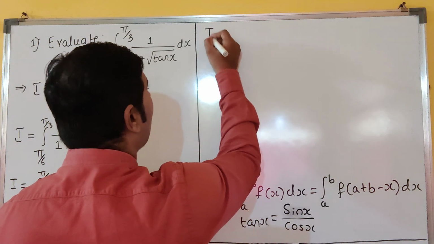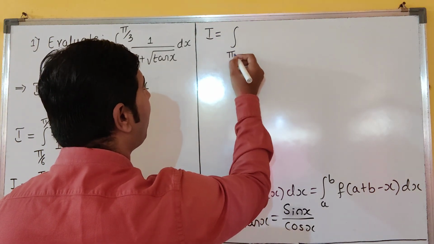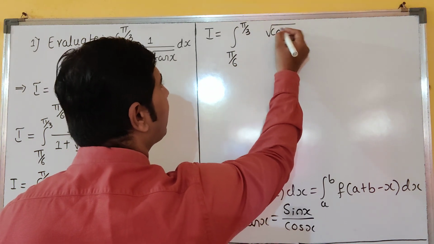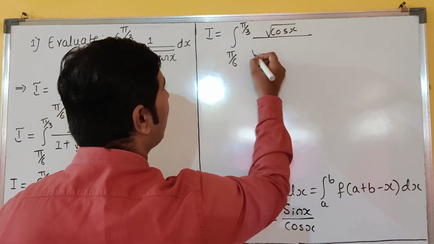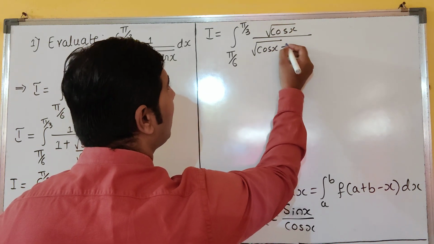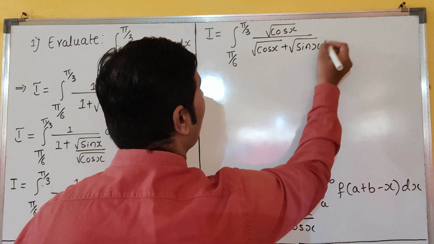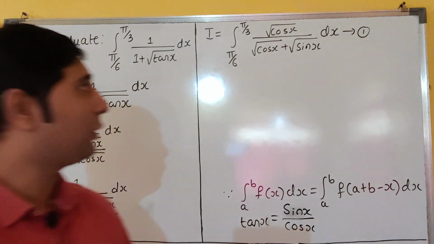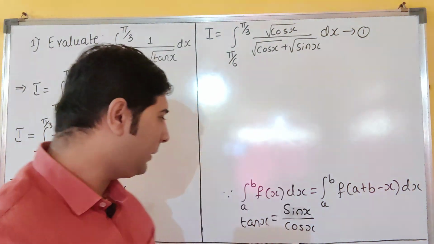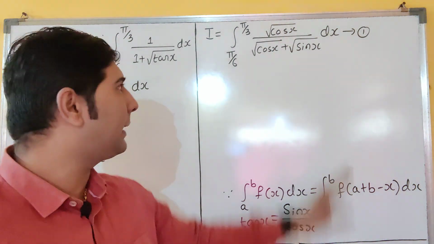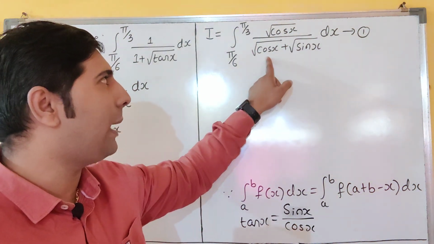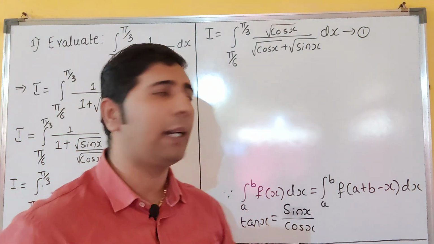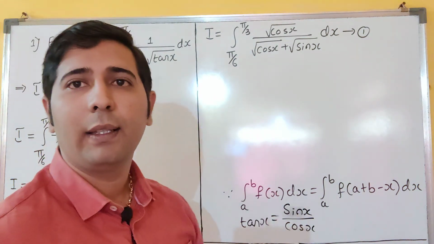So now I is equal to, I can write like this, integration pi by 6 to pi by 3 root cos x divided by root cos x plus root sin x, dear students. Will you agree? I will call this equation number 1. Understood? This is only our f of x. F of x is root cos x divided by root cos x plus root sin x, dear students. This middle part is called f of x.